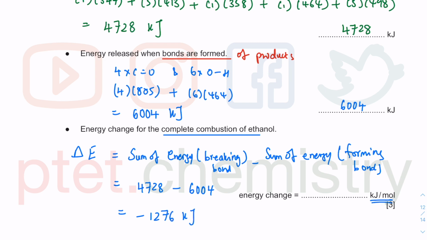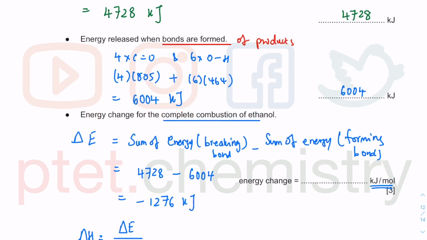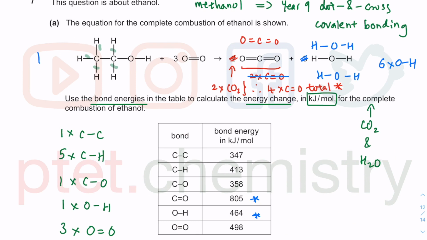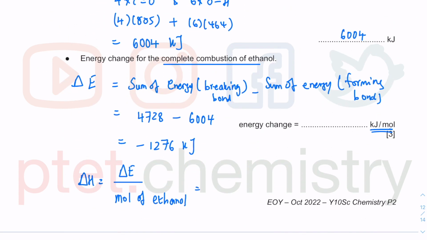If you see here, kilojoule per mole is actually enthalpy change. It's going to be the energy change divided by the moles. Moles of what? Moles of the ethanol. If we look at the equation, we have 1 mole of the ethanol. So whatever energy change we had earlier is going to be divided for 1 mole of ethanol combusting completely. So this is just dividing it by 1, which is basically itself, giving me minus 1276 kilojoules per mole. So it has a sign, a value, and a unit.